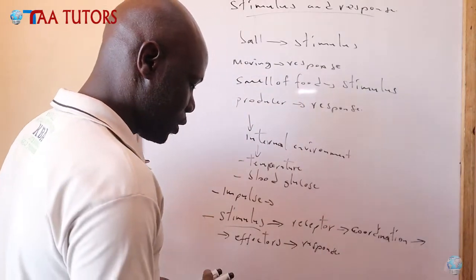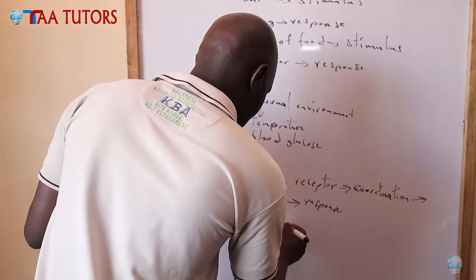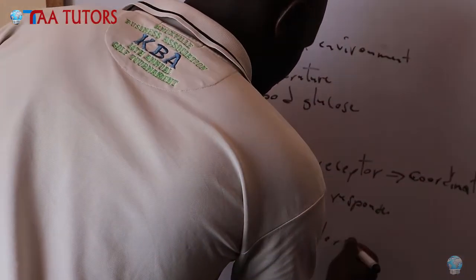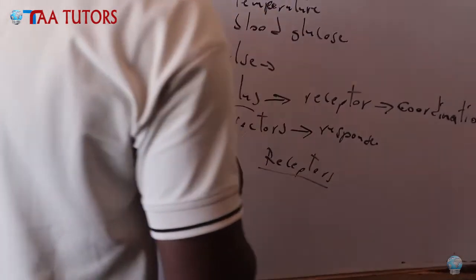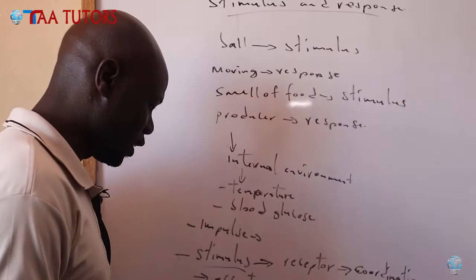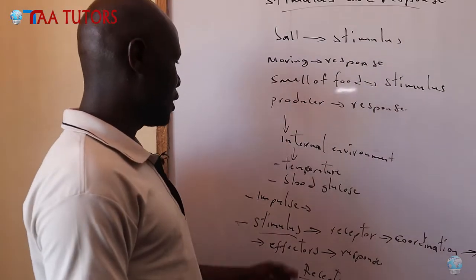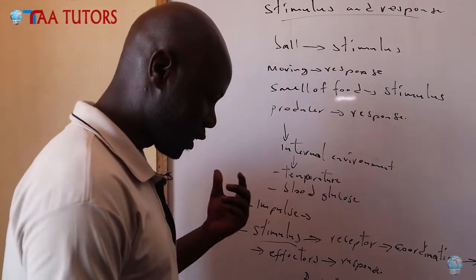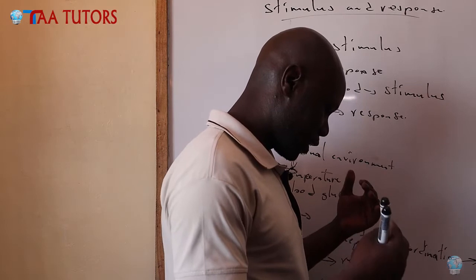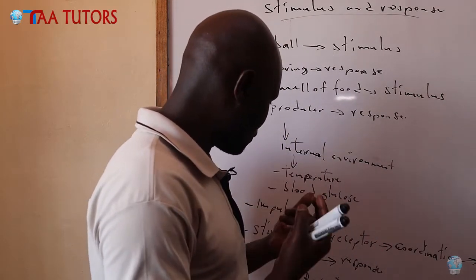Now, to these particular receptors, what do they normally do? Let's talk a little bit about the receptors here. I have talked about the stimulus. There are a lot of things that can be stimuli. Light can be a stimulus. Heat can be a stimulus. We can talk about the taste of too much salt.